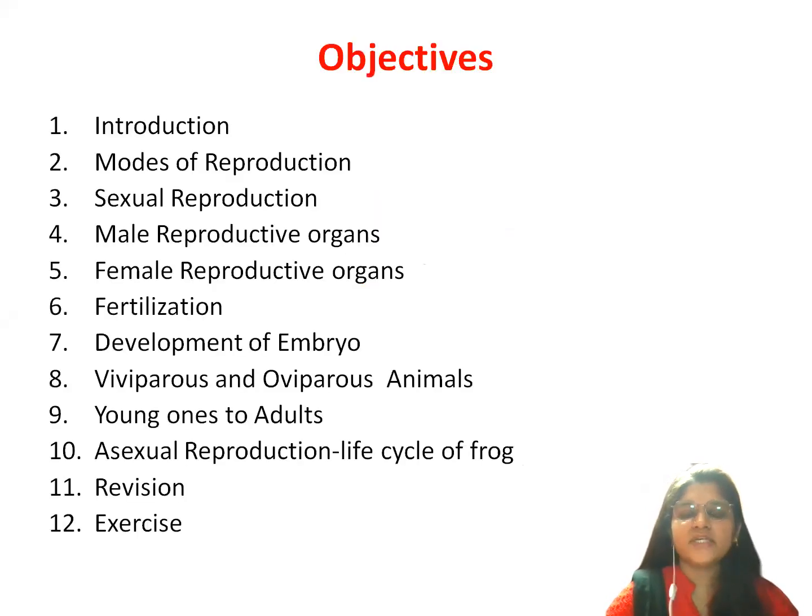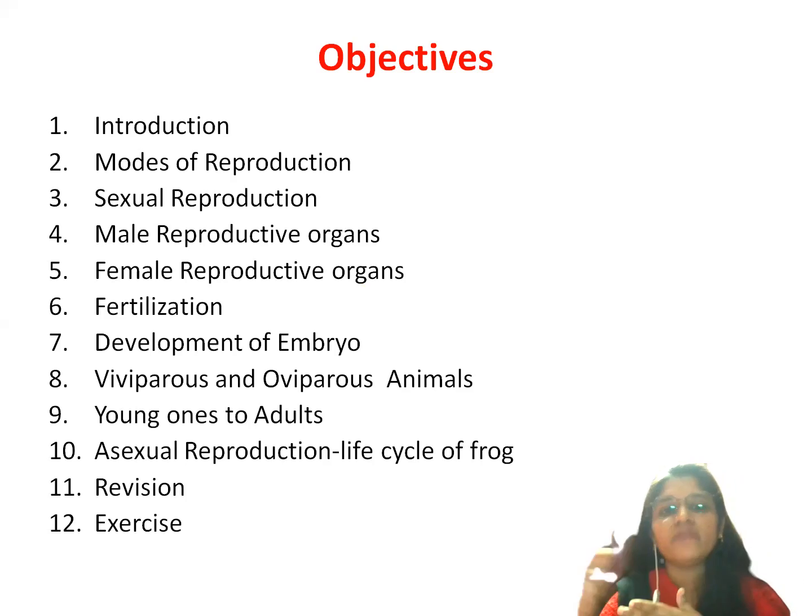So these are the objectives present in this chapter. One by one we will deal with all of these. First we will see the introduction part, then the modes of reproduction. Then we have sexual reproduction, and male and female reproductive organs. Then we will see how the fertilization process happens.